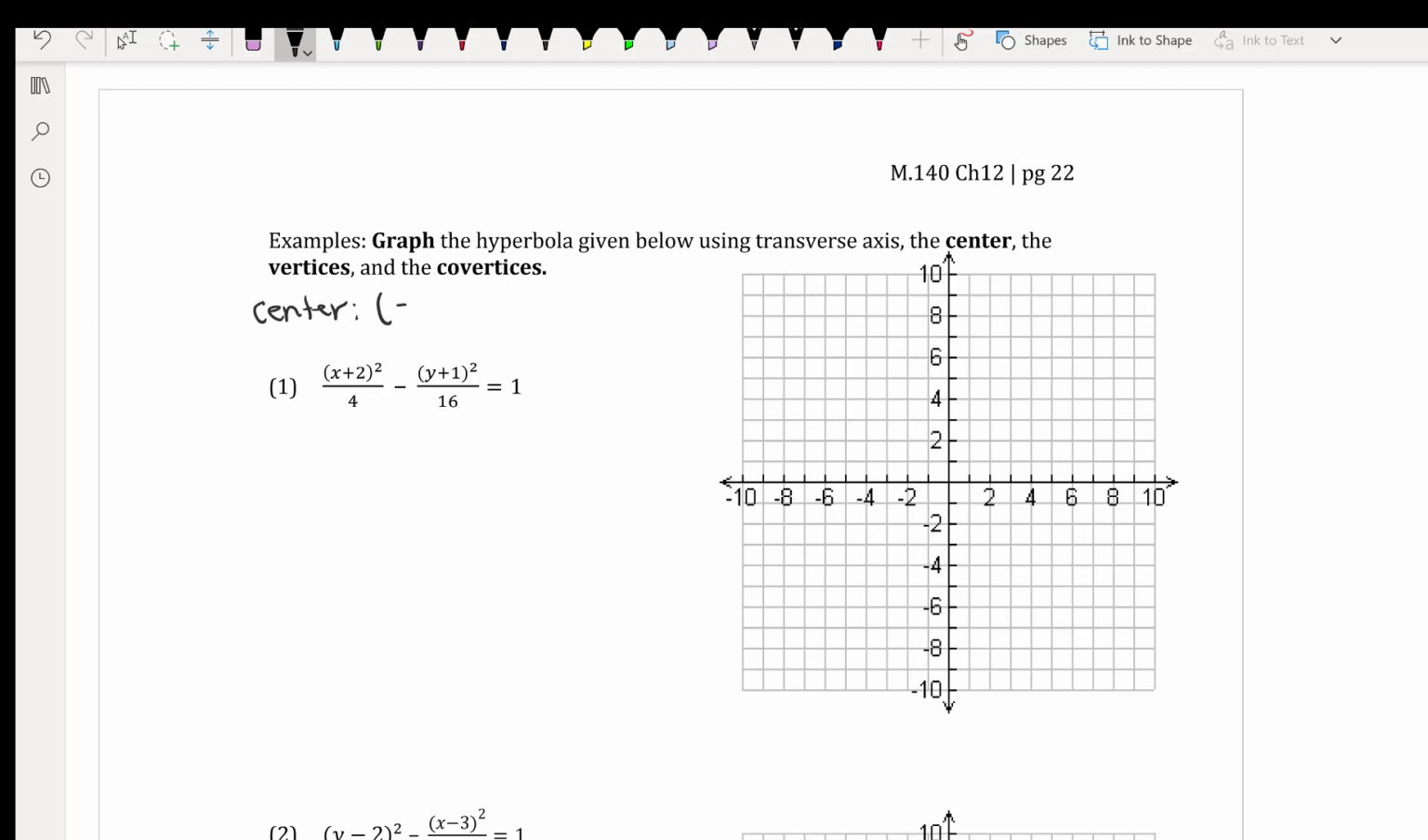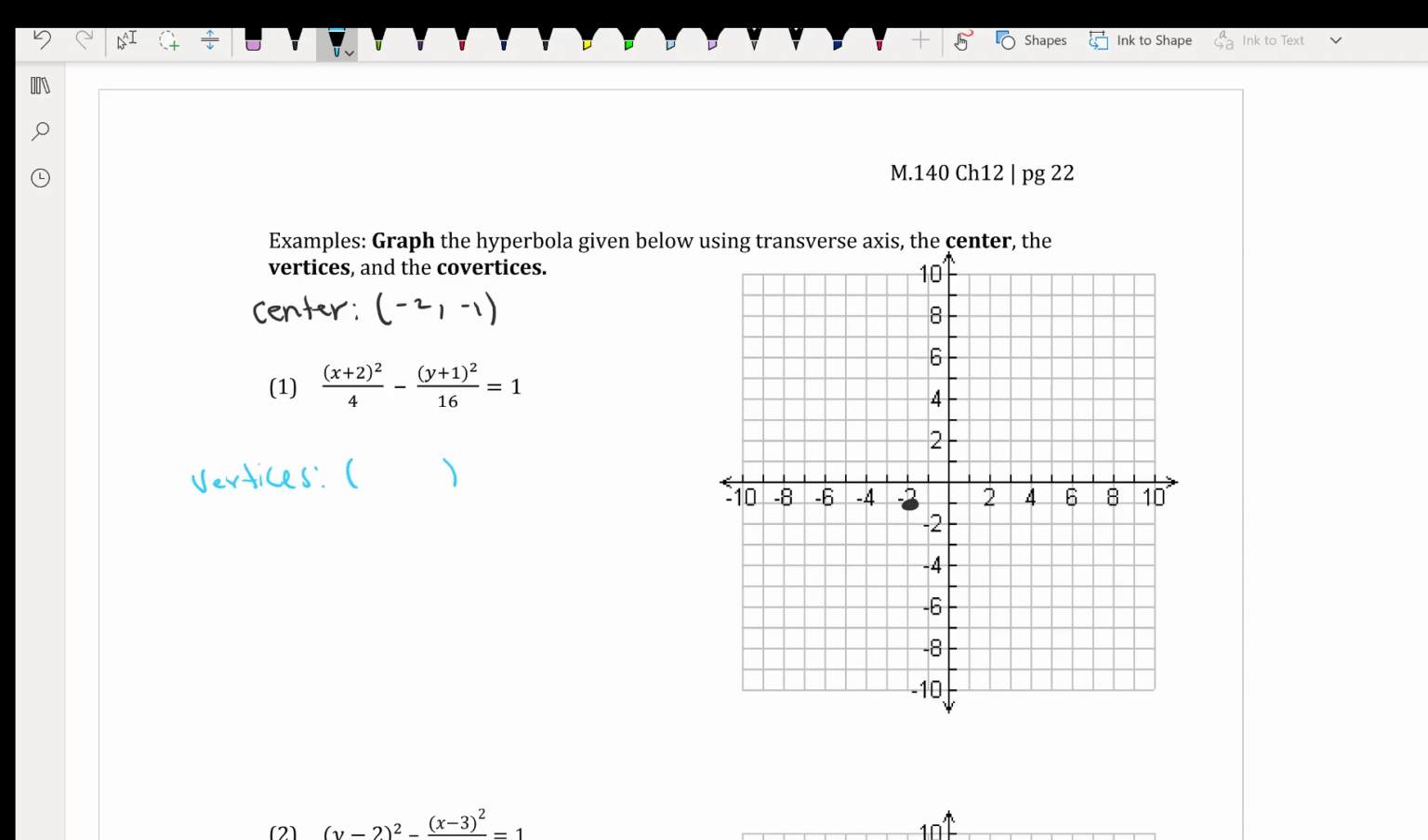My center is -2, -1. So there is my center. The x came first, so I know it's going to be along the x-axis. So then here, I think it's better to just kind of draw it out first and then tell you what the vertices are going to be. Since the x came first, I know that that's going to be my vertices.